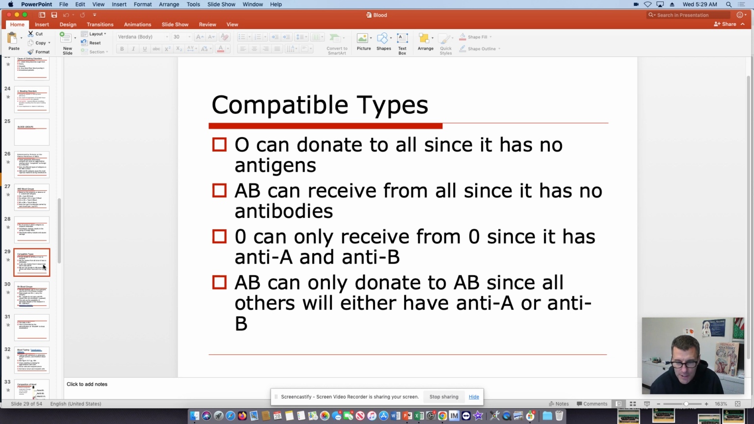AB can only donate to AB since all the others will either have anti-A or anti-B. So AB can receive from all, but can only donate to AB.